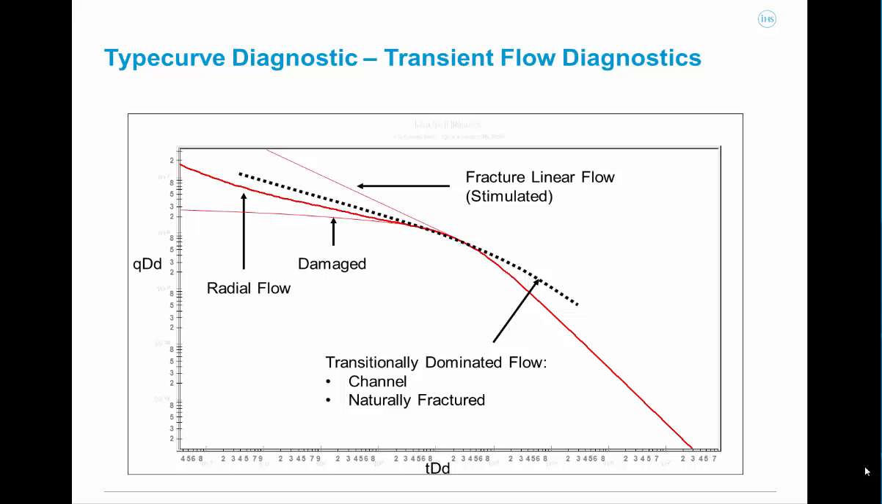We also get transition dominated flow when we say move from radial flow to linear flow in a channel system, and you may get data that does not line up well on type curves. It may look something a little like this.